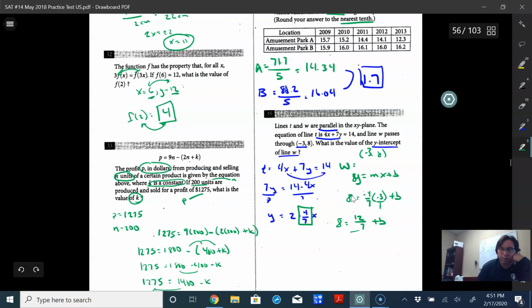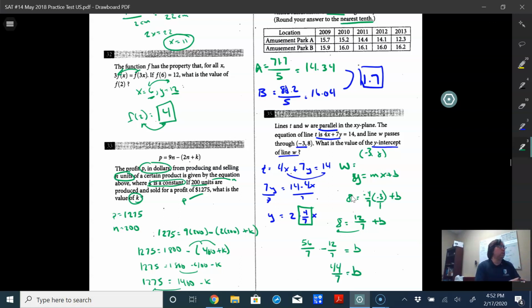And then we need to subtract this and move it over here. Since we have a common denominator of 7, 8 times 7 is going to be 56. So now we have 56/7, which is the same thing as 8, minus 12/7 equals b. And so what you end up getting is 44/7 equals b. And that's it. That's our answer choice for that one. Okay.